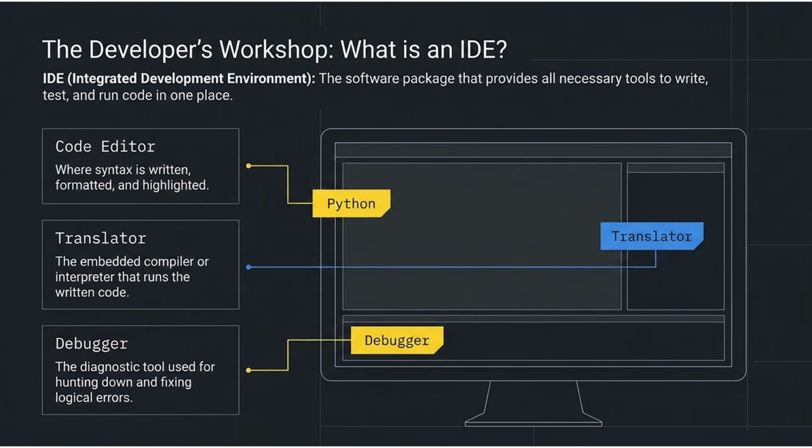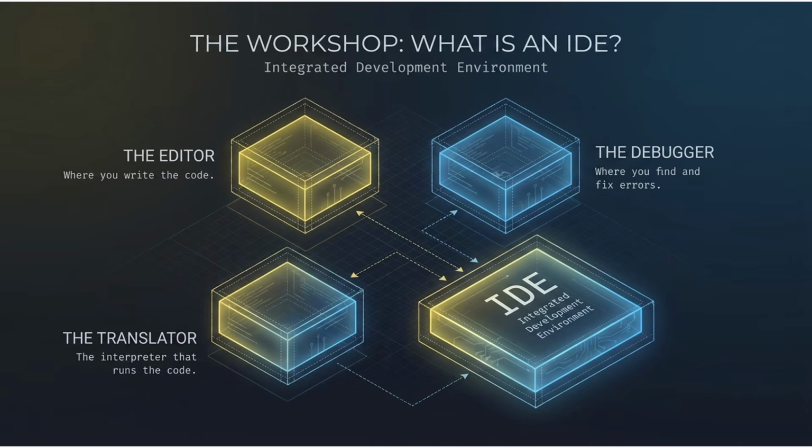Second, it has the translator, that interpreter we were just talking about, built right into it so you can run the code instantly. And crucially, it includes a debugger. A debugger is this incredibly useful special tool that helps you hunt down and fix typos or logical errors. Having all of these tools integrated into one stylish, dark-themed window is exactly what makes modern programming so efficient.